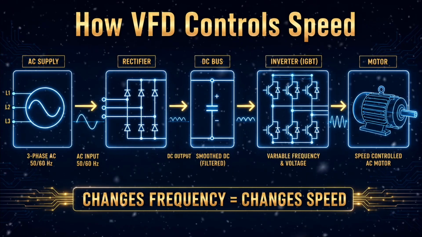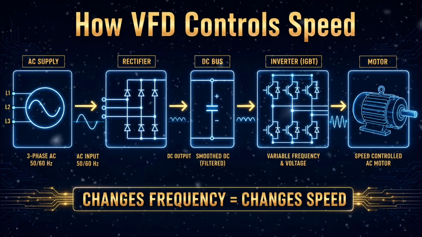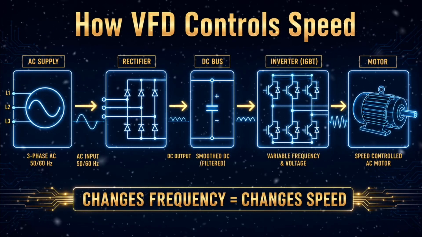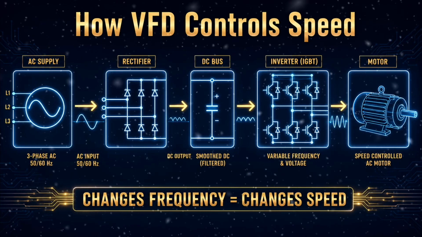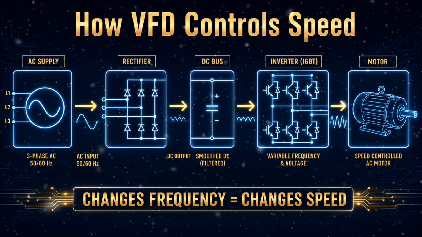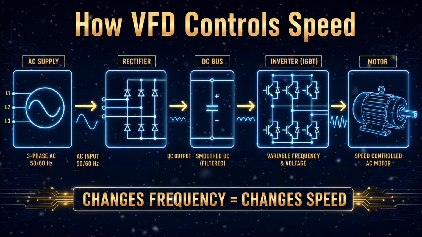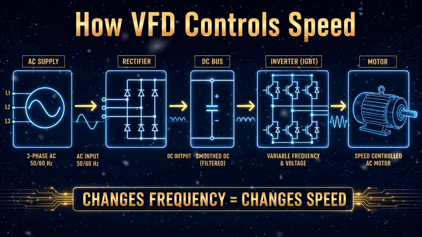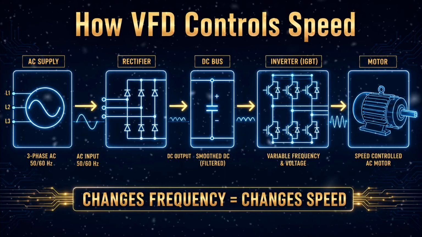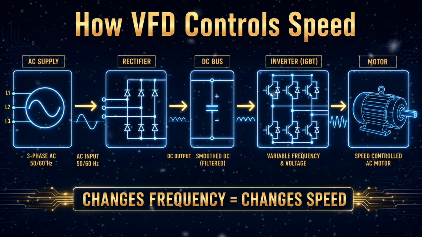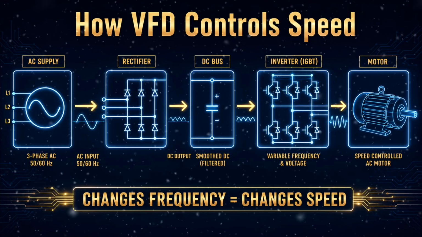The motor speed is directly governed by this formula. N equals 120 times F divided by P, where N is the motor speed in RPM, F is the supply frequency in Hertz, P is the number of poles in the motor. So if F changes, N changes. If frequency changes, speed changes. That is the fundamental operating principle of every VFD. Look at the bottom of the screen. Changes frequency equals changes speed. That is the golden rule.